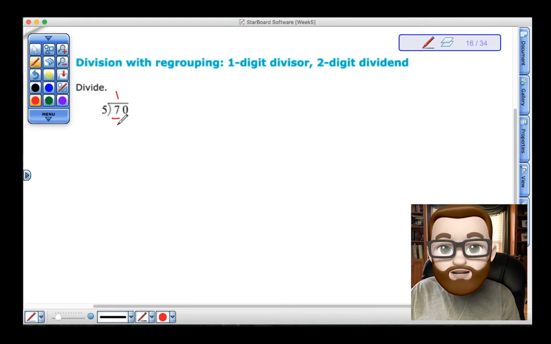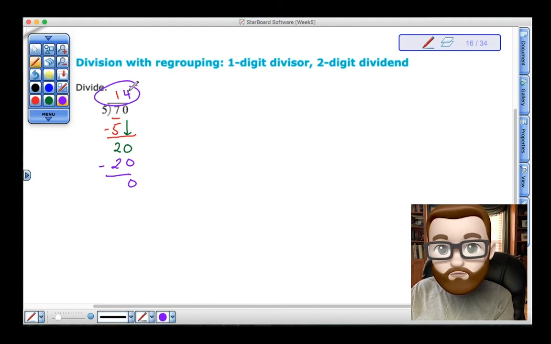So 1 times 5, I get an answer of 5. And when I do my subtraction, I end up getting 2. And I'm going to bring down the 0 because that's my next number over. How many times can 5 go into 20? Well, it goes in exactly 4 times. So 4 times 5, I get an answer of 20. If I subtract those, I get 0, which means I'm done with my equation, and 14 is my answer.